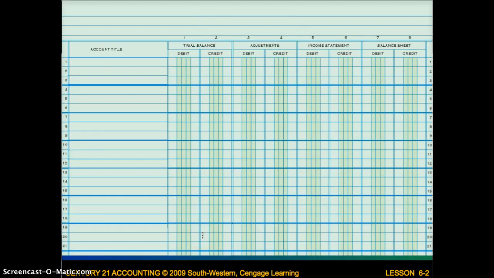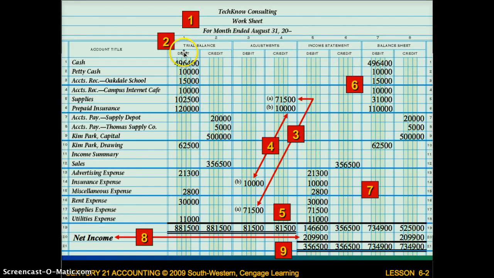So here is a blank worksheet. We are going to put our heading, and now what did we do? We put all of our accounts in. We did our trial balance. This came from our ledger. We recorded our adjustments. So we put our credit into supplies and prepaid insurance and our debit into those expenses. We totaled our adjustment amount.